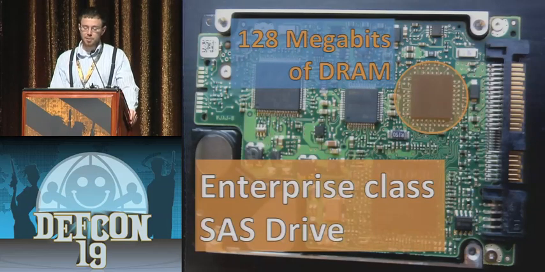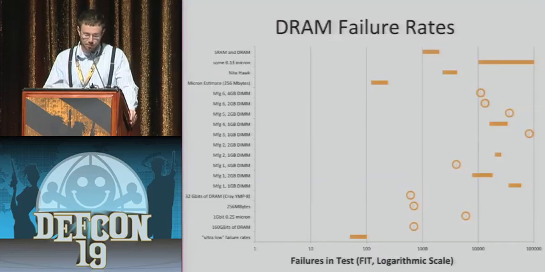Let's look at some DRAM failure rates, now that we've established there's probably a little bit of it in your server somewhere. This slide summarizes 2 different studies, one from Terrazon Semiconductor and one from Schroeder at the University of Toronto in association with some engineers from Google. The first thing you notice is that the scale varies very widely. This is also a logarithmic scale. The lowest error rate is about 50, and the highest error rate is about 100,000 failures in test. And a failure in test is about 1 error in 1 billion operating hours.